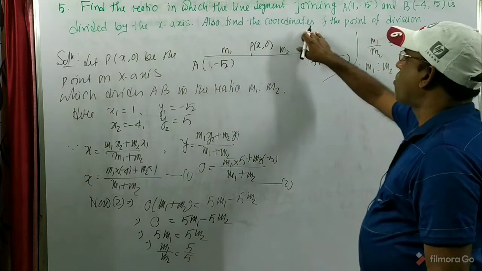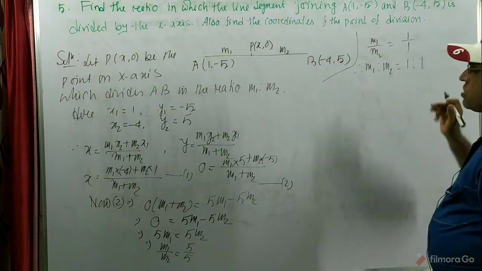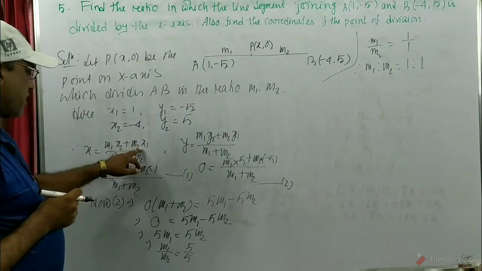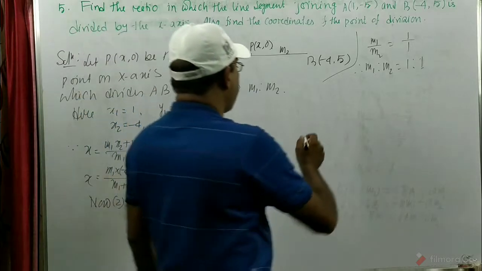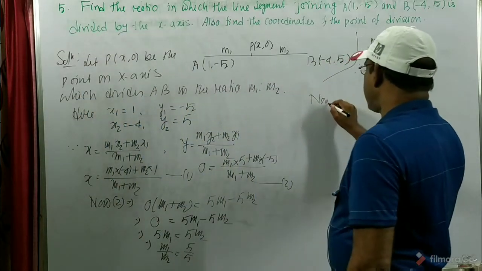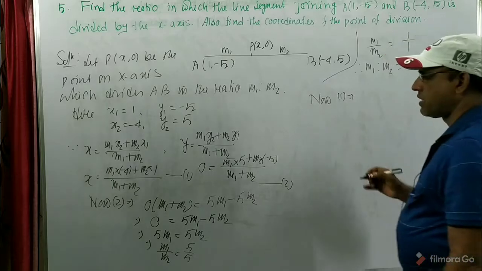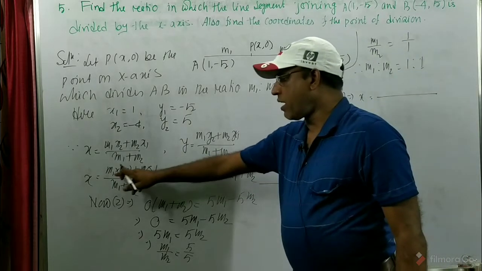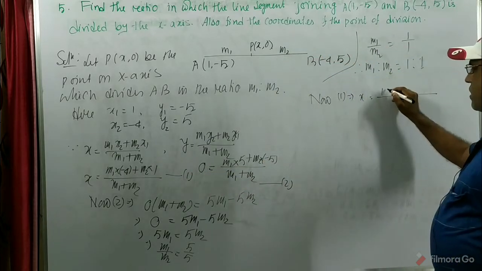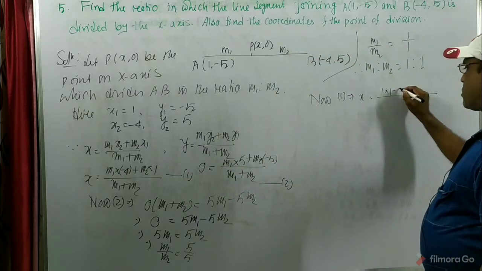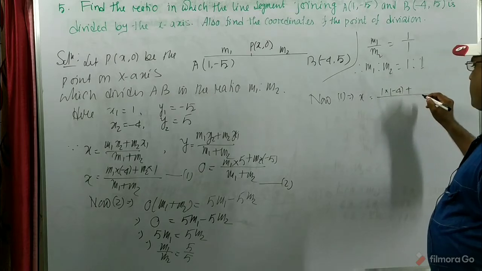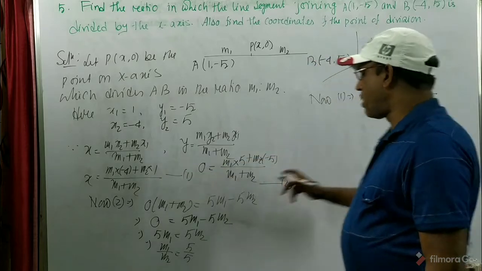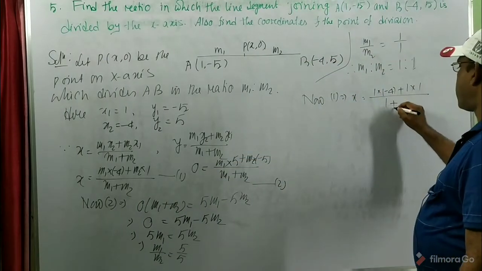Also find the coordinates of the point of division. So the coordinate of the point of division means we put the value m1, m2 here. So 1 implies, now 1 implies in 1, x equal to m1, we consider 1 into minus 4 plus m2 also 1, and this is 1 by 1 plus 1.